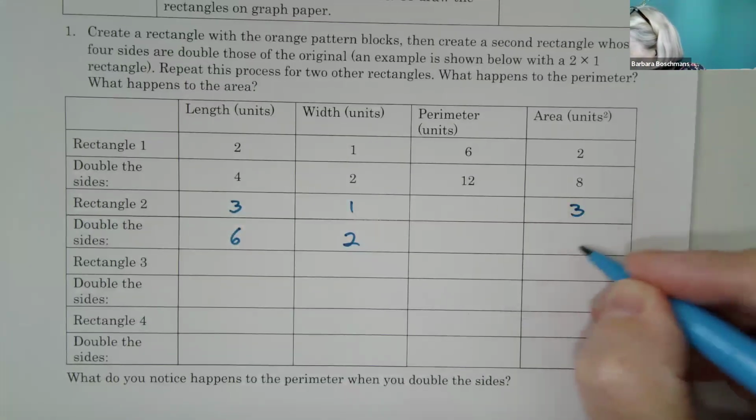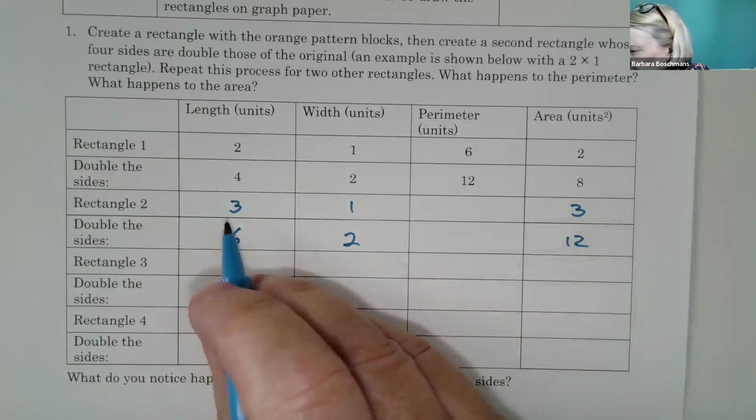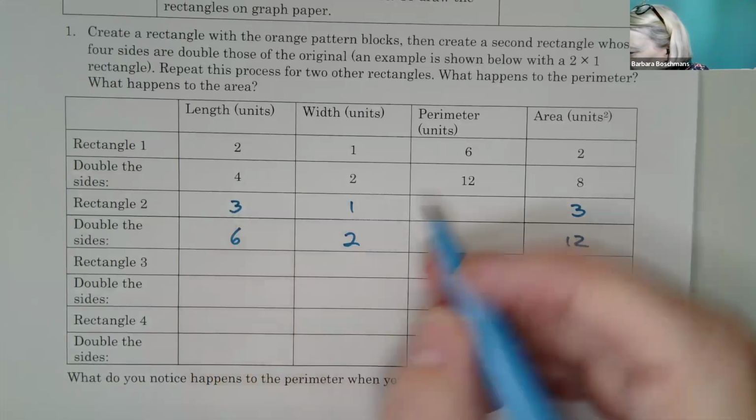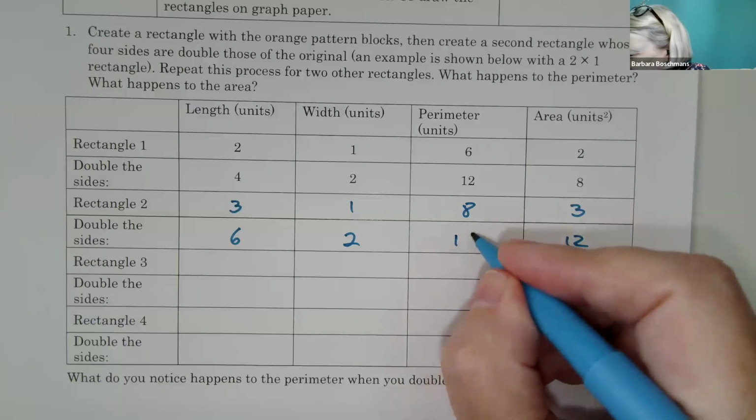Area is going to be 3. Area is going to be 12. The perimeter of 3 by 1 is 8, and the perimeter of 6 by 2 would be 16.